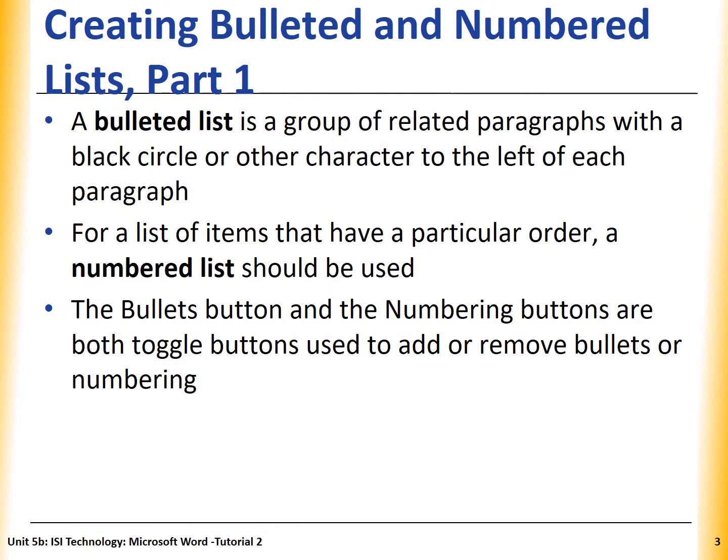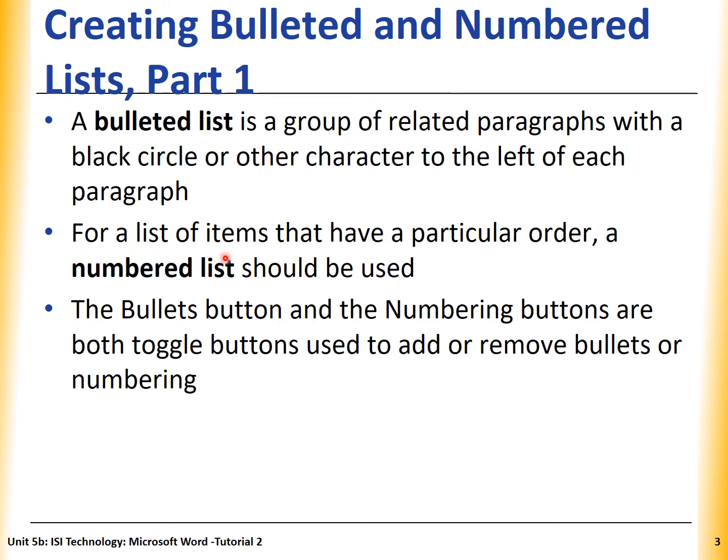Creating bulleted and numbered lists. How to do this, or what is a bulleted list first? It's a group of related paragraphs with a black circle or other character to the left of each paragraph. For example, numbers 1, 2, or letters A, B. The same thing that you see in the exam.